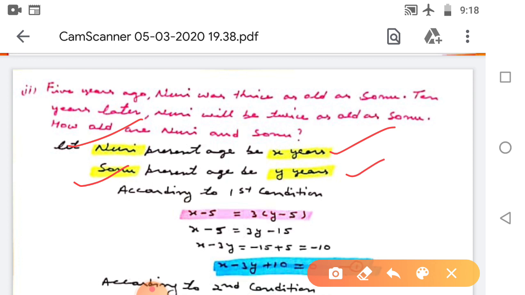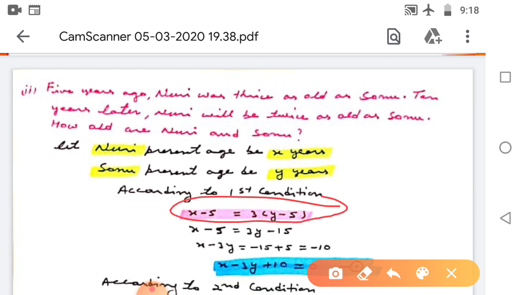Now come to the first condition. According to the first condition, 5 years ago, present age of Nuri is x years, so 5 years ago Nuri's age was x minus 5 years. Simple. Present age of Sonu is y years, so 5 years before, Sonu's age was y minus 5. Clear? But the important thing is the relation.